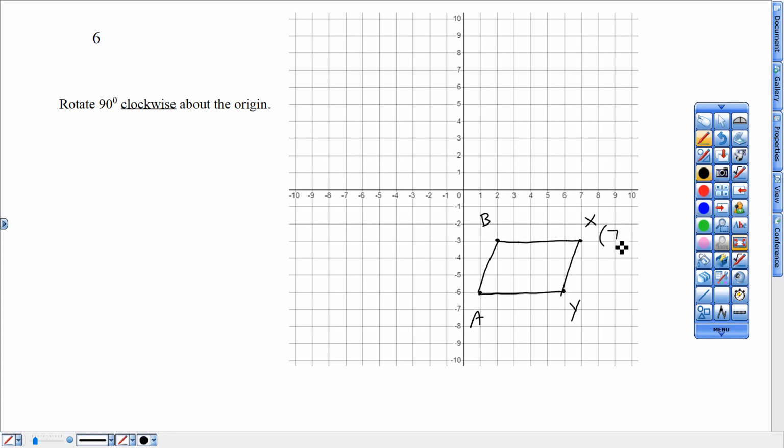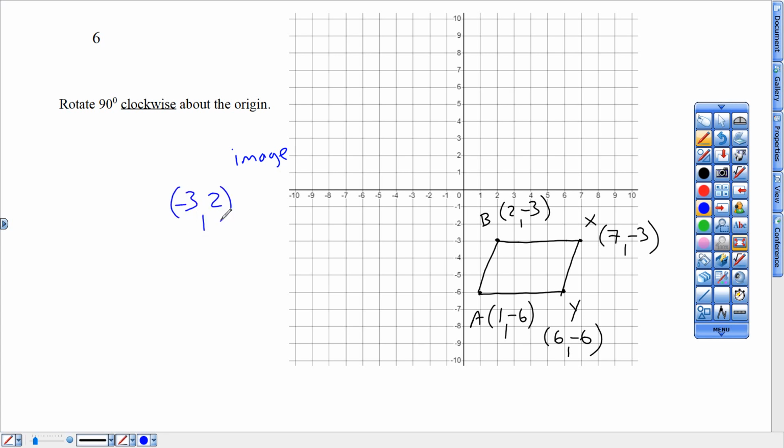This is 7, -3. This one is 6, -6. This one is 2, -3. This one is 1, -6. Those are my original pre-image coordinates. If I want to find my image coordinates, maybe write them on the side. Take that for B and write that -3, 2.